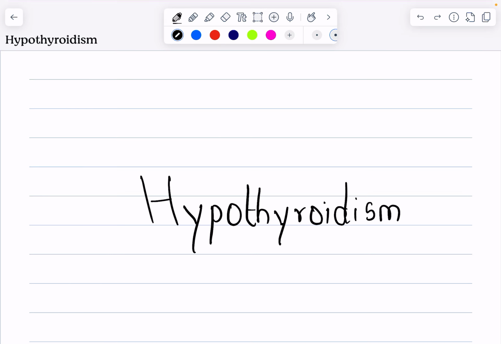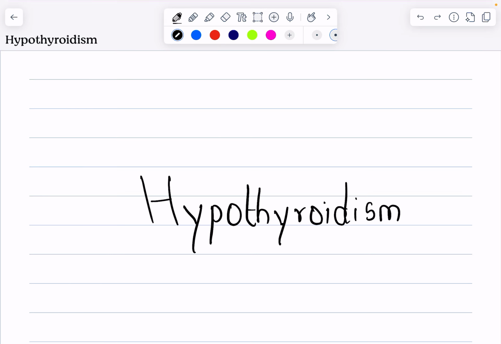And if we talk about PIT1, this is also a cause of central hypothyroidism, and here also all the hormones will be decreased except FSH, LH, and ACTH. And in both of them, hypothyroidism will be seen.